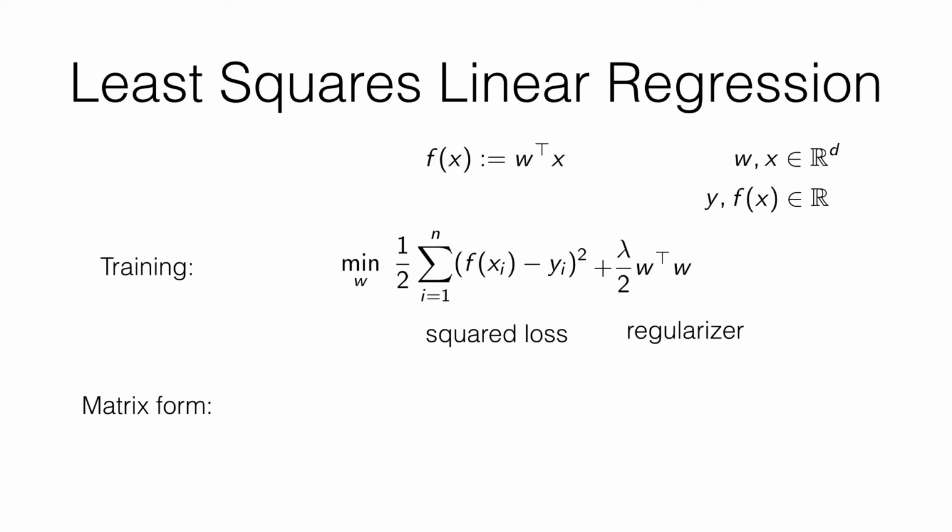So here's the matrix form. So now f of x is not just going to take one data point as input, but instead it's going to take a matrix of data points where each column is an example, and it's going to output a vector of predicted values. So now y is going to be a vector, f of x outputs a vector, x is a matrix, and w is still that d-dimensional vector.